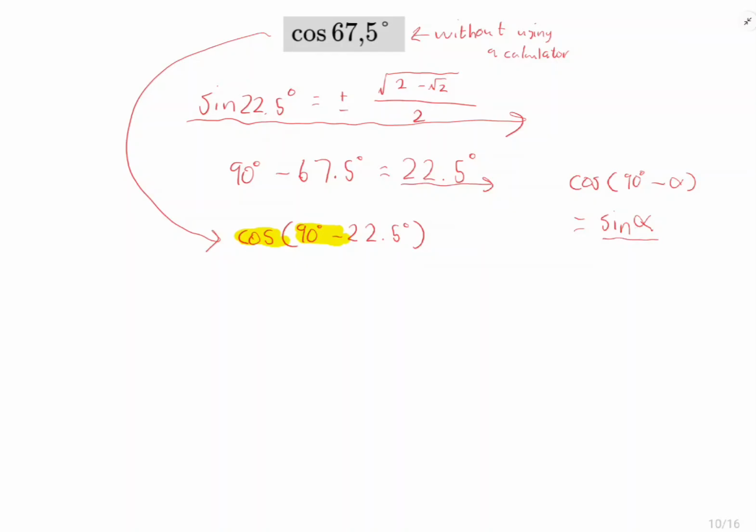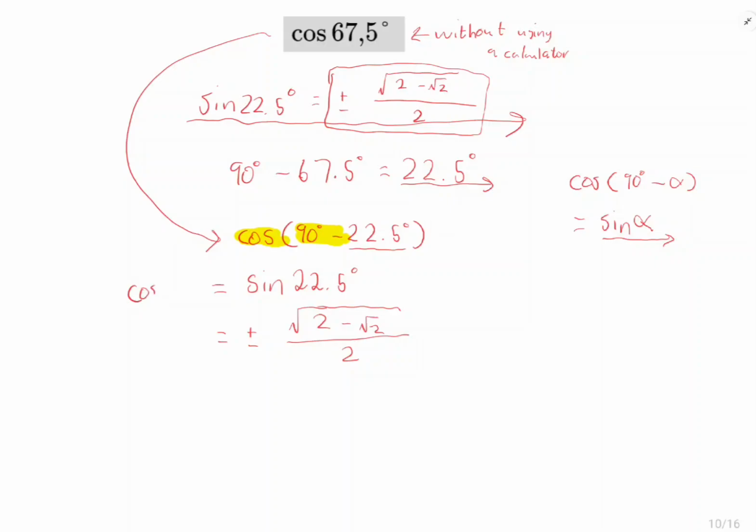So, by using our knowledge of cofunctions, let us write this as sine of this angle over here, sine 22.5 degrees. And we already solved it. We already solved sine 22.5 degrees, so it's going to be the same thing. 2 minus square root 2 over 2, right? And just like that, we solved our question.